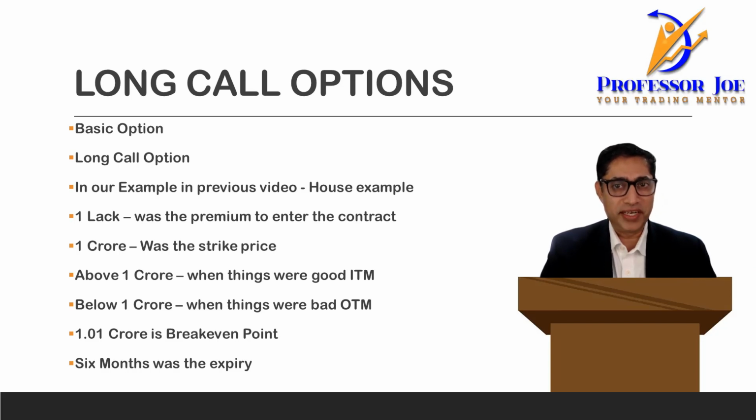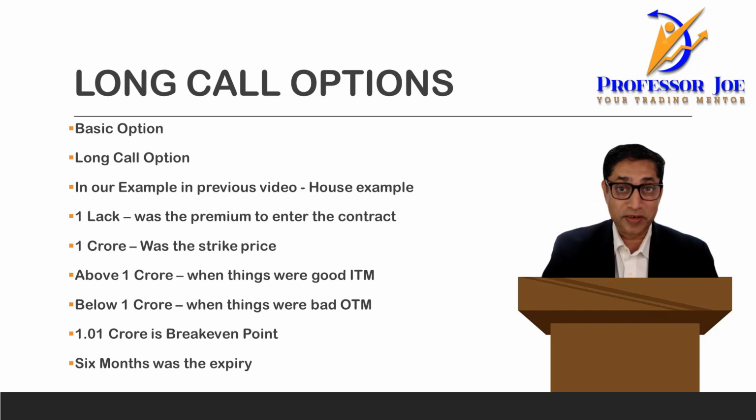In the previous video, I gave an example of a buyer buying a house. So the terms used while buying, how it can be interchanged in the options world. Let us have a look at it. The 1 lakh rupee that was the down payment expected by the builder, in the options world, will be called the premium, the cost to enter the trade. The 1 crore price that the builder was quoting after 6 months is called the strike price in the options world. If the price of the house goes above 1 crore, then the owner is said to be in the money.